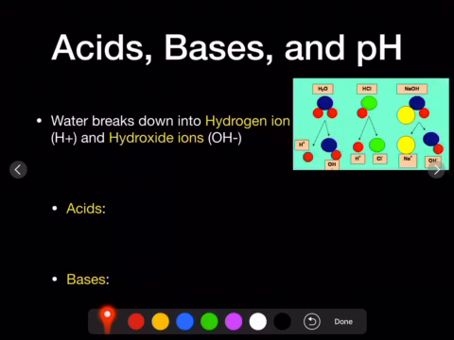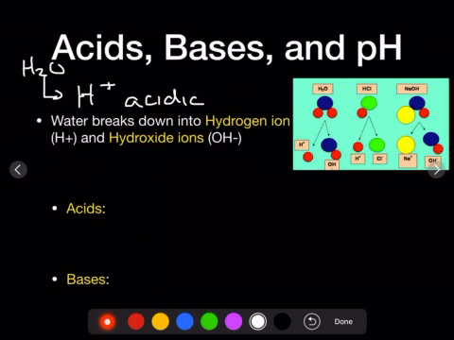When we're talking about pH, or the acidity of something, we're talking about the amount of hydrogen and hydroxide ions present in a solution. When water, H2O, breaks down, it breaks into two types of ions. The first is hydrogen ions. The more H plus we have in something, the more acidic it is. It can also break down into OH minus, which are hydroxide ions. Hydroxide ions make something more basic.